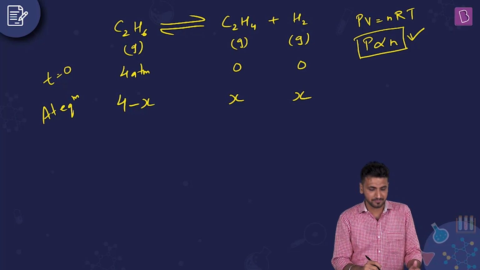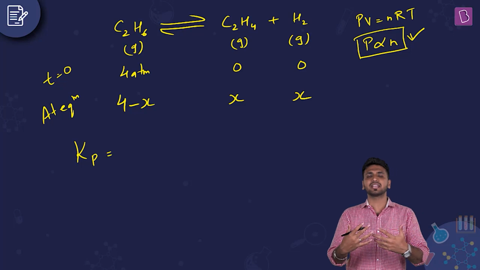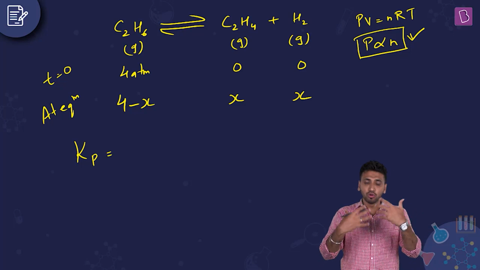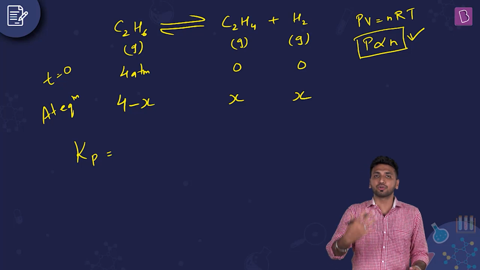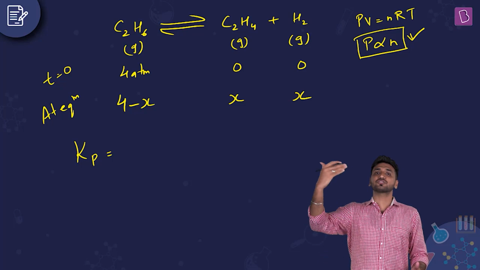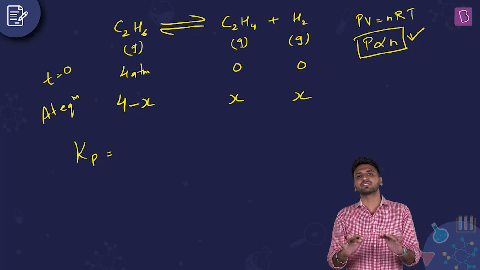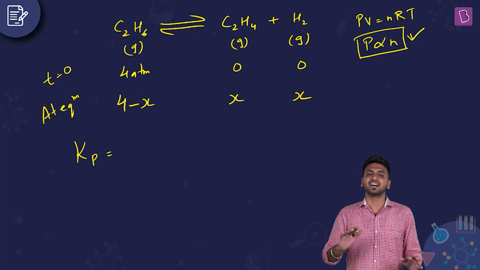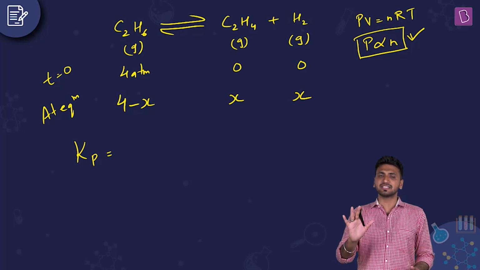Okay. Now let's write the formula for Kp. What is the formula for Kp? It will be the product of partial pressure of products raised to the power of their stoichiometric coefficients, upon the product of partial pressure of reactants raised to the power of their stoichiometric coefficients. I hope this makes sense.